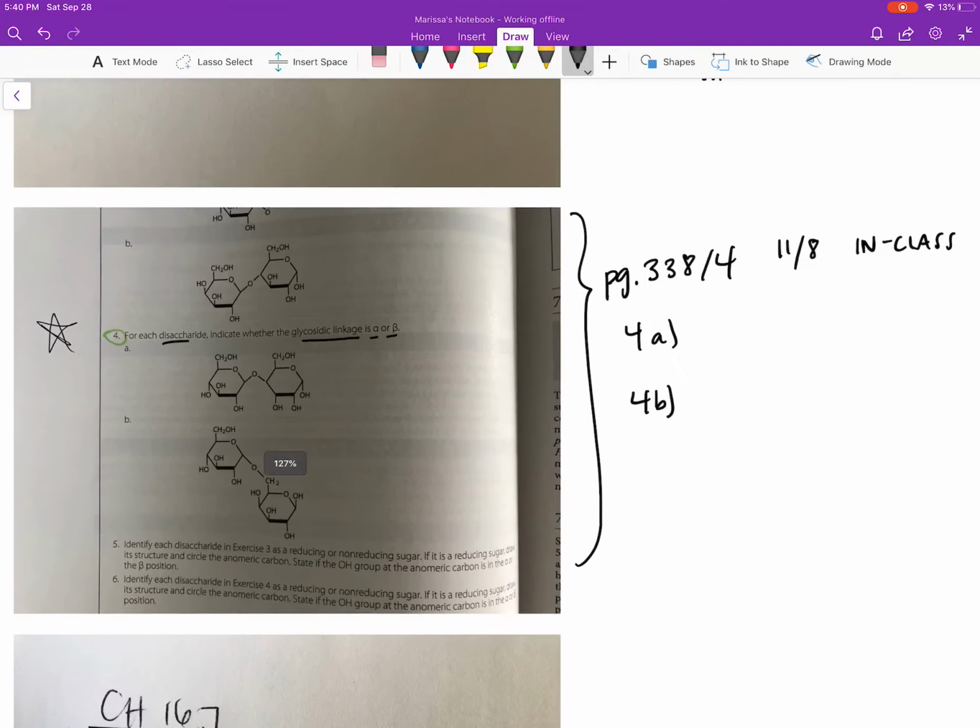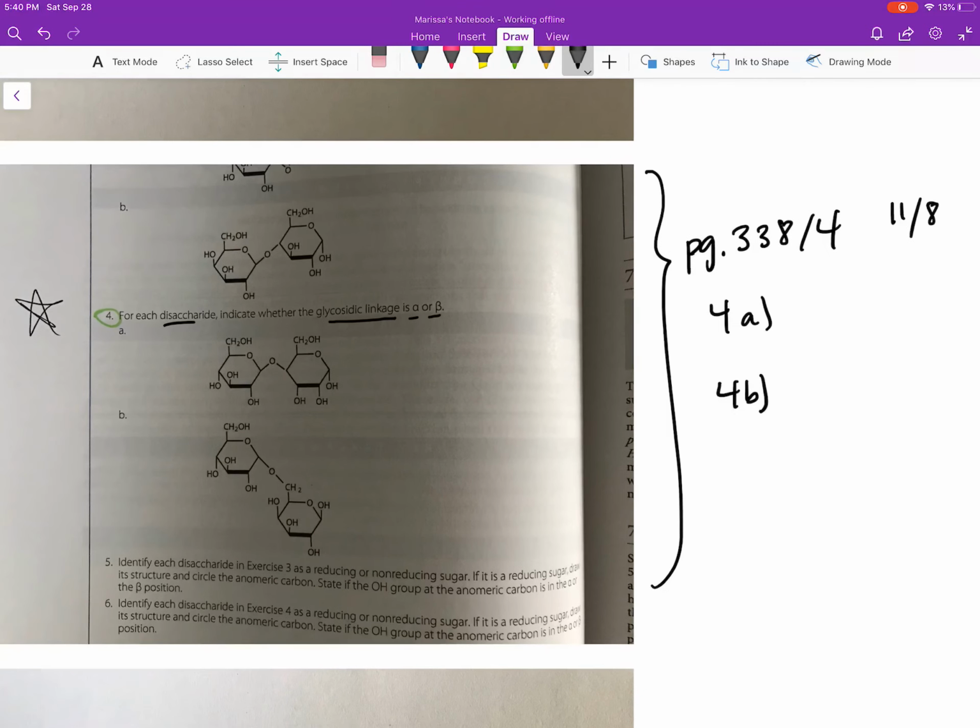Okay, so I'm going to zoom in. What we're looking for is, first we have to look at the anomeric carbon. And remember, the anomeric carbon is always going to be the carbon that is directly to the right of the oxygen. So I find the oxygen in the ring and the anomeric carbon is the next one to the right. So in this case, I'm looking at whether or not the oxygen points up or down.